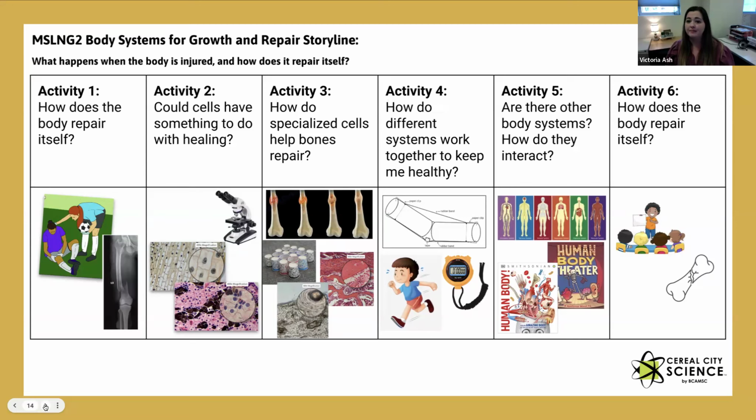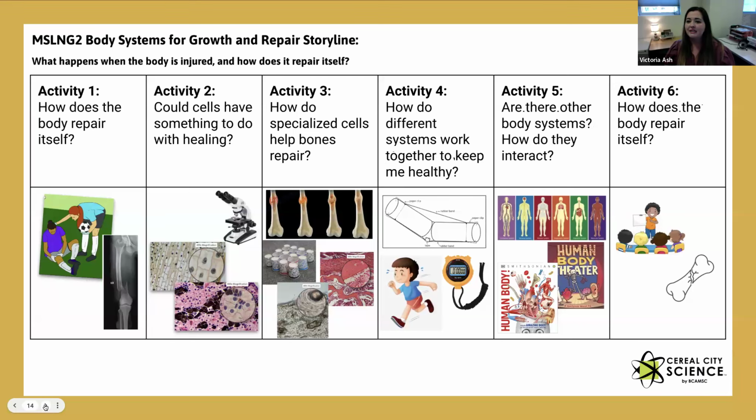Activity 5, we introduce this big question: are there other body systems, and how do those body systems interact? In this activity, students are given the chance to begin researching a body system that they choose and creating a project around it, and trying to learn how other body systems interact outside of our big phenomena of the bone. The beautiful thing about this is that our kit does offer several research materials for your students to use while they are doing this project, so that they have plenty of information to create their final product.